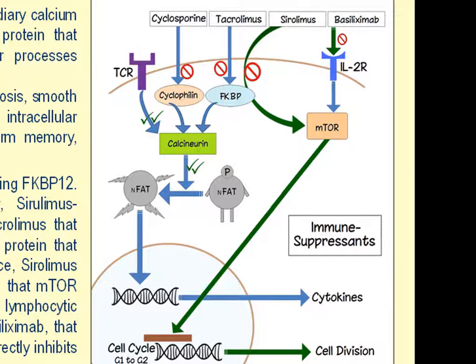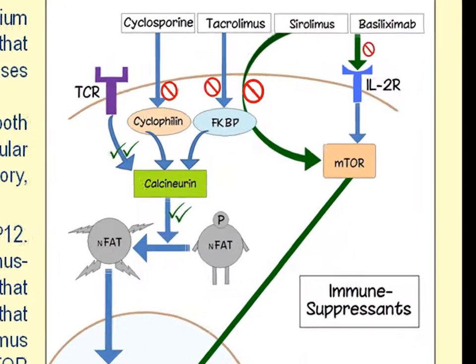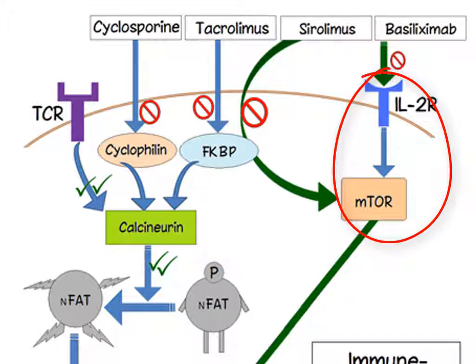I want you to note that mTOR exerts its stimulatory effects on lymphocytic propagation via interleukin 2 receptors. So interleukin 2 receptors are also tied up to the mTOR. This function is what basiliximab inhibits. So basiliximab functionally resembles sirolimus. How do they resemble each other? Because they both inhibit the mTOR. So locking this information. So the sirolimus function, in a sense, is similar to inhibition of interleukin 2 receptor function.